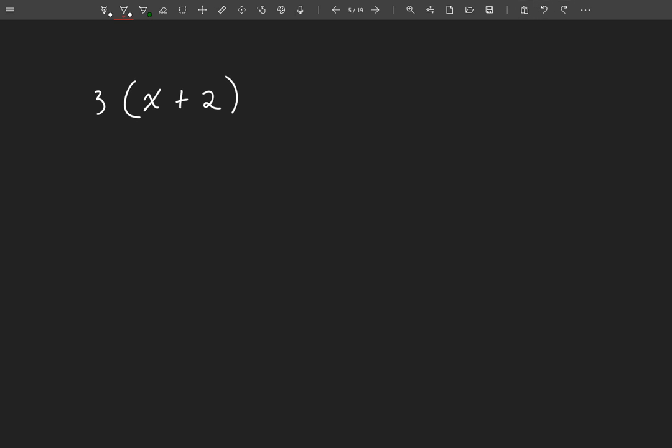Well, if you've done this before, which you probably have, you know that this is an example of the distributive property. The distributive property says that if you have a number out front, then you can multiply it by everything inside the parentheses, and that's the same as multiplying it by the whole thing, right? So let's do that. 3 times x is 3x, and then 3 times 2 is 6. Easy. It's literally all there is to that.